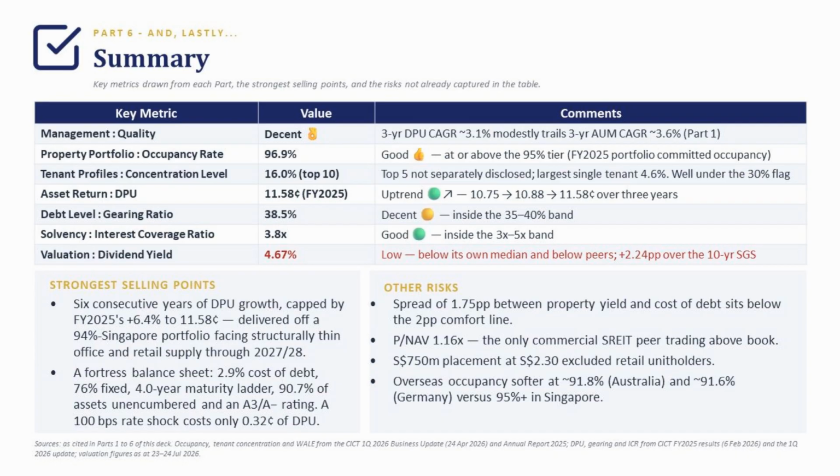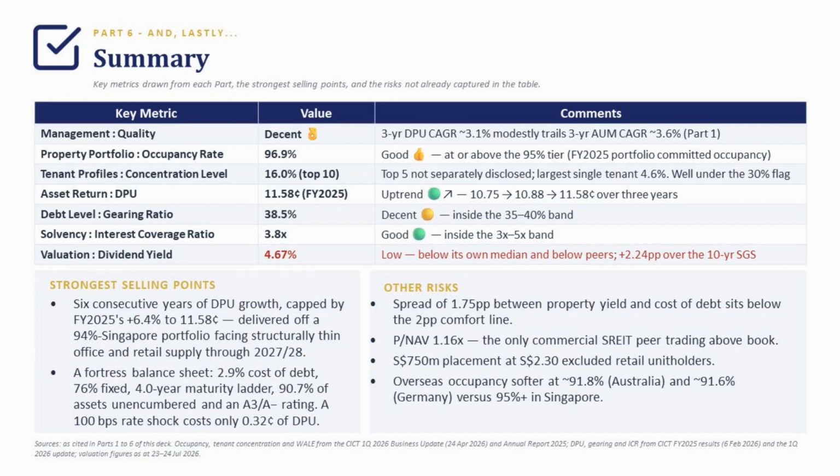And issuing new equity introduces another specific risk identified in the source material. A recent $750 million private placement was executed at a unit price of $2.30. Yes. This placement strictly excluded retail unit holders. When a trust issues new equity at a fixed price to institutional investors while excluding the retail base, it dilutes the ownership percentage and the proportional claim on future earnings for those existing retail unit holders. That is a direct equity risk.